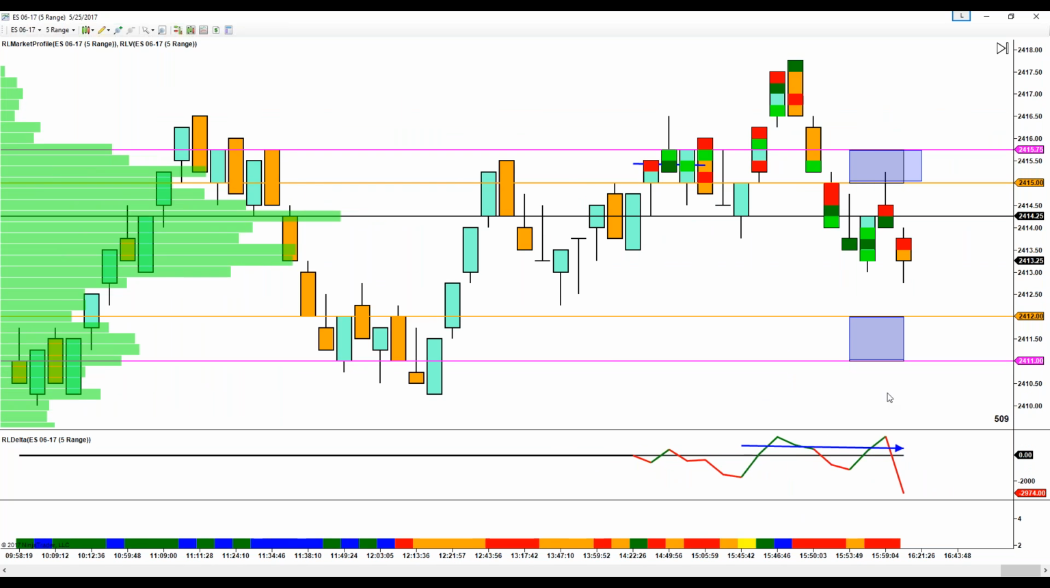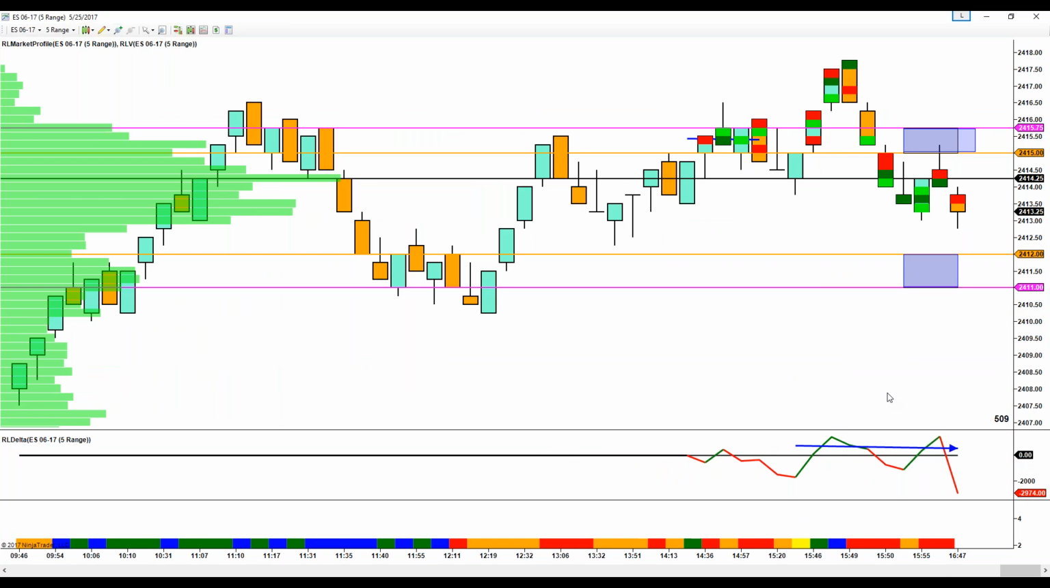Other traders are trading oscillator divergence. They're trying to call tops and they're trying to call bottoms. We're trading in the direction of order flow, the direction of market delta, and we're trading off of areas of support and resistance using market profile. It's a tremendous advantage, and it really will drive you to profitability.